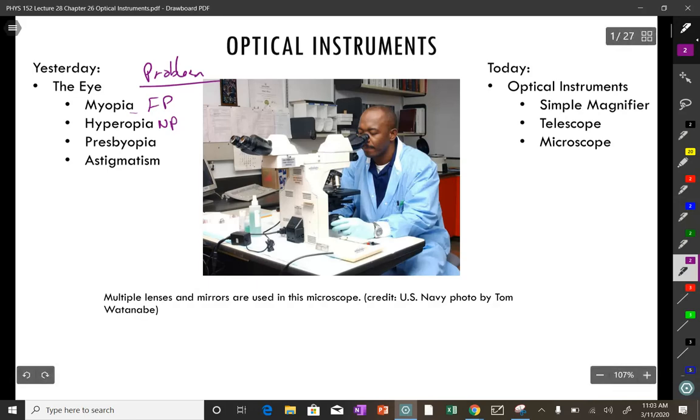What is the ideal far point? How far should you be able to focus? Infinity. What is the, quote, ideal near point? 25 centimeters.